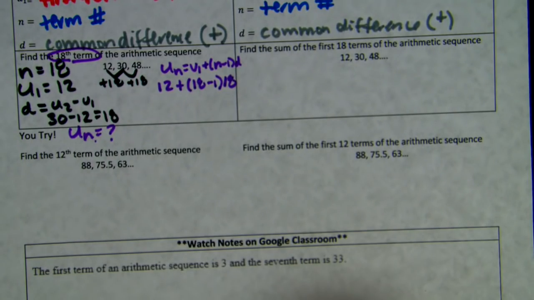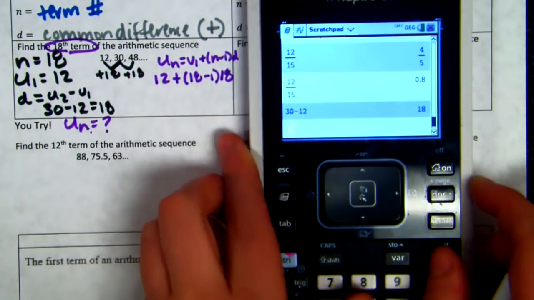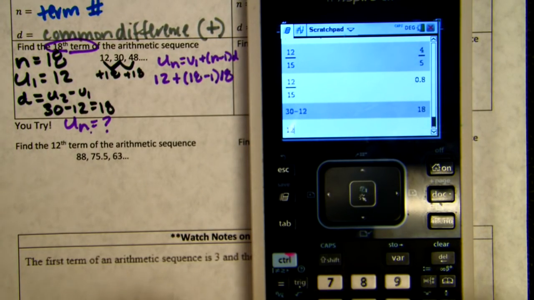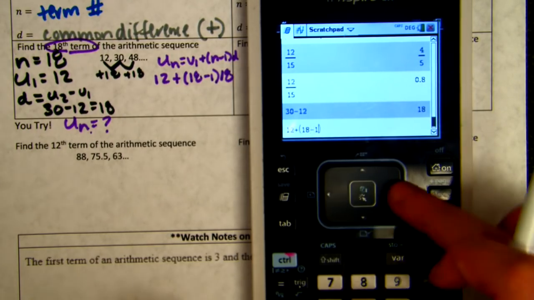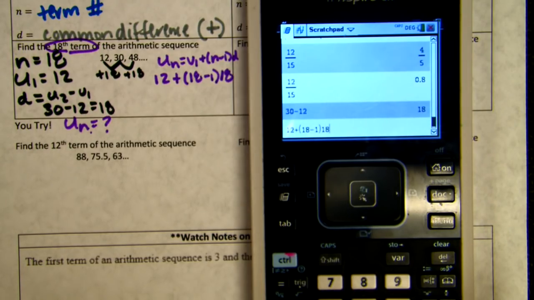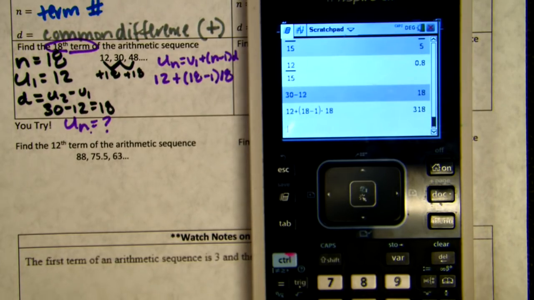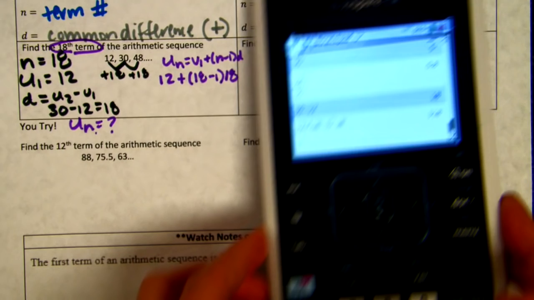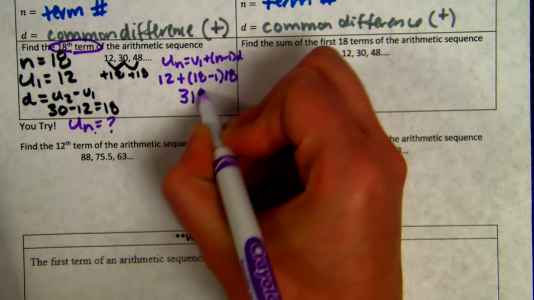So you can put this right into your calculator. That's what I'm going to do now. Hopefully you guys can see that. So I have 12 plus, in parentheses, 18 minus 1 times 18. That's weird. My common difference and my first term are 18. And that gave me 318.